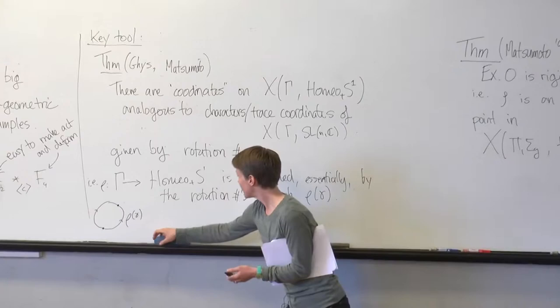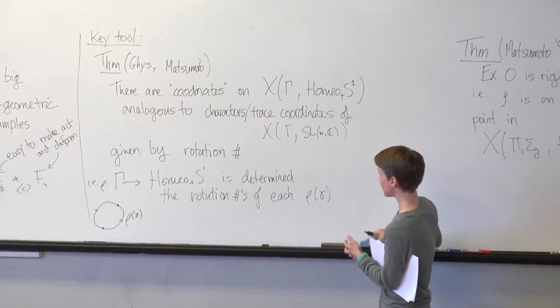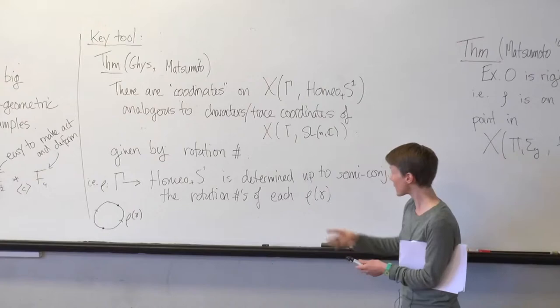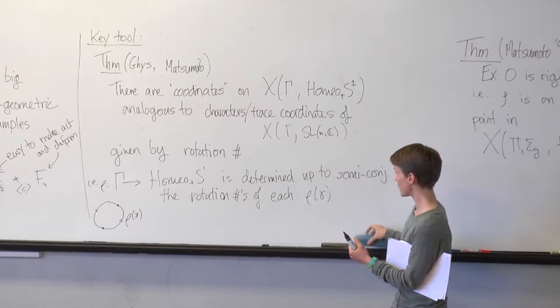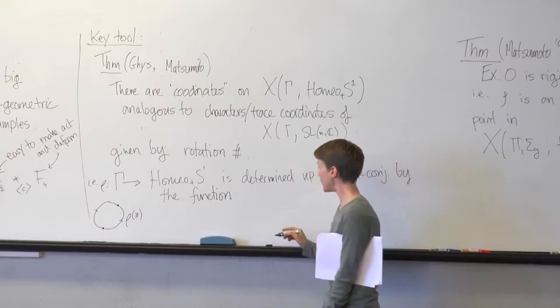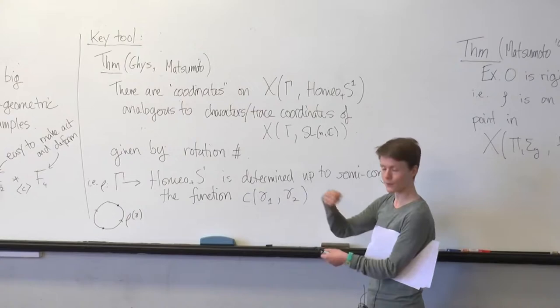Okay. What's the difference? It's determined actually, so it's determined up to semi-conjugacy by the rotation numbers of not single elements, okay, but comparing pairs. Okay. So what you need to know is the function that takes two elements and counts how their product wraps around the circle.